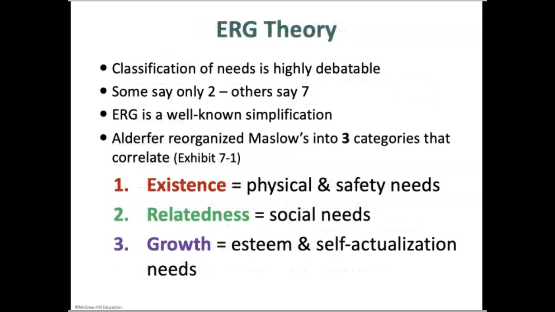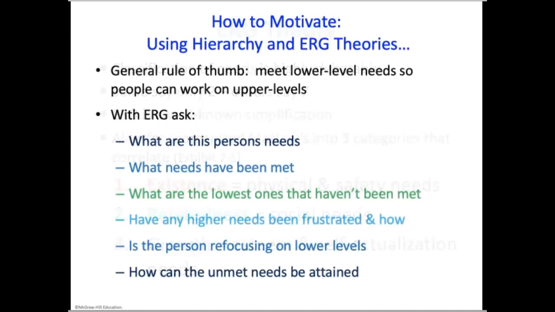ERG theory. The classification of needs is highly debatable. Some say only 2, others say 7. The ERG is a well-known simplification. Alderfer reorganized Maslow's into 3 categories that correlate, and you could take a look at Exhibit 7-1 in your text. The 3 are existence, relatedness, and growth. Existence would include physical and safety needs, relatedness would include social needs, and growth would include esteem and self-actualization needs.